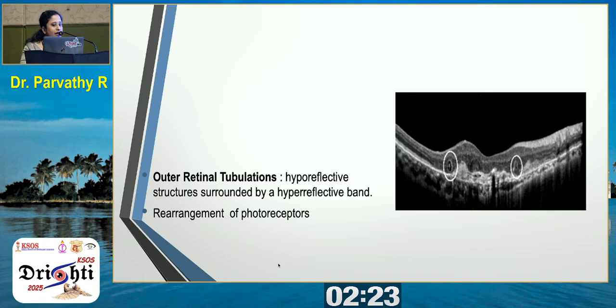These are seen in the circle, that is a hyporeflective structure surrounded by a hyperreflective band, and this has to be distinguished from the cystoid space. Cystoid space is a sign of activity, and this is a sign of chronicity and no need for treatment.